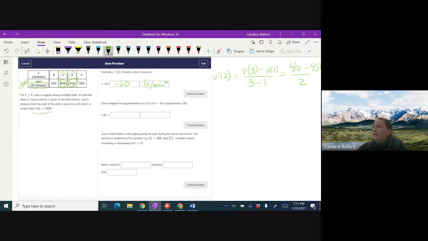All right, tangent line, so nothing that we hadn't done before. I think this is probably the only calculation that we didn't see somewhere else in the review. Tangent line to approximate, we've done like 3 or 4 times, right? So, tangent line approximation to s of t at t equals 4, approximate s of 6. So what 2 things do we need for the equation of a tangent line? Point and slope.